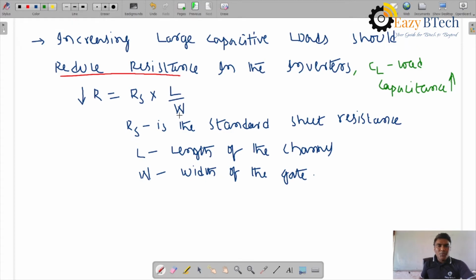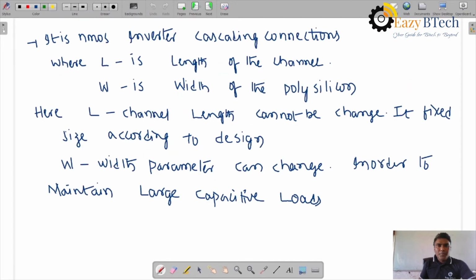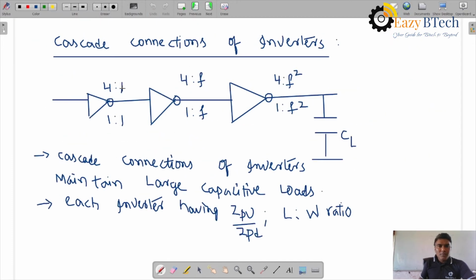Right, only the width parameter is increased. That's why, if you see here, F is the width parameter. This parameter is increased. So resistance reduced, capacitance increased. Then we can maintain the large capacitive loads across the output terminal, right?